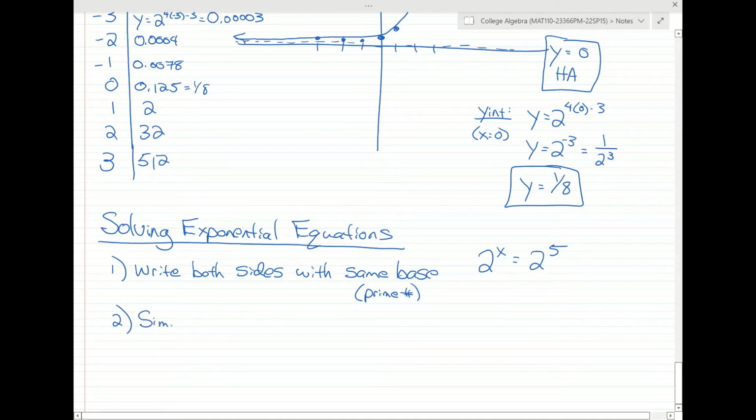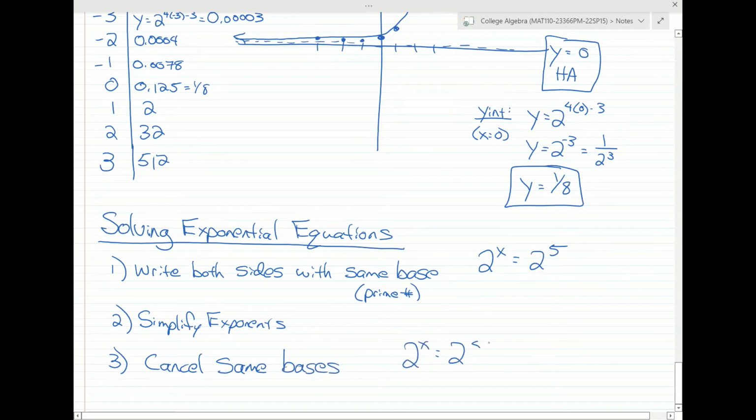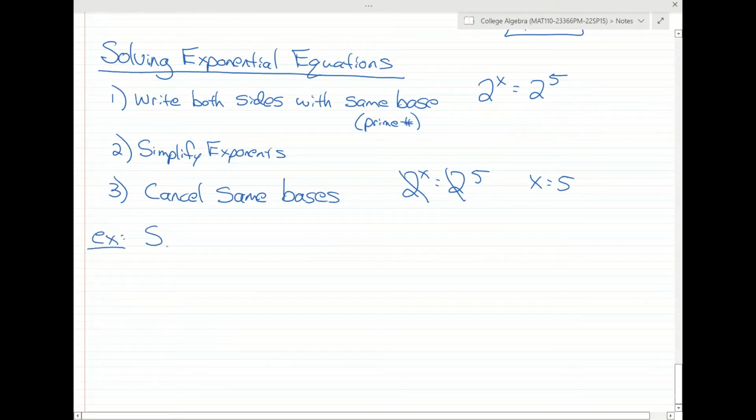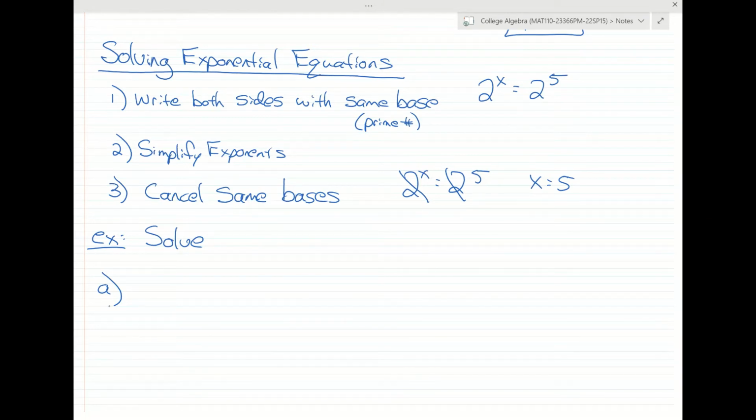Second step is that we simplify exponents. And then the third step is cancel same bases. So like I said before, if 2 to the x is equal to 2 to the 5th, x would just be 5. The trick is figuring out what those bases have to be. Let's take a look at some of these problems. Directions are just going to be to solve. And if you forget some of the properties of exponents, you can go back either in our YouTube videos or in OneNote. The properties for exponents was from, let's see here.